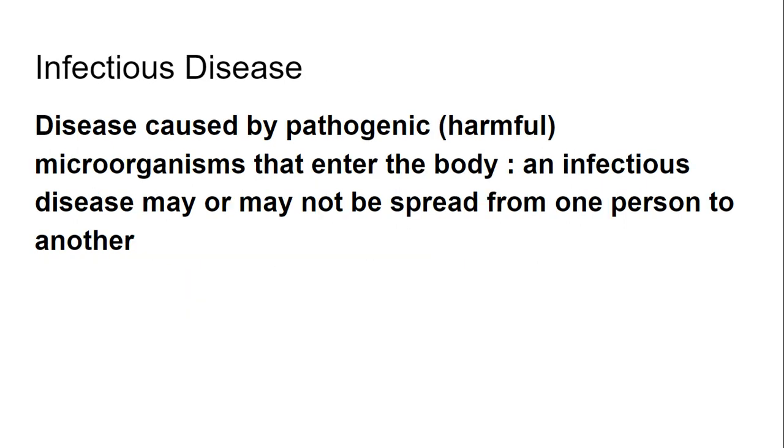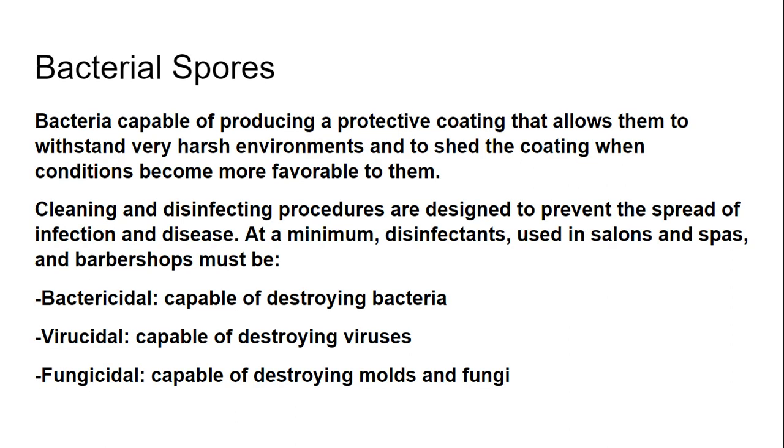Alrighty, and then we have infectious disease. So infectious disease is disease caused by pathogenic, which is harmful microorganisms. So remember, there's pathogenic and non-pathogenic, which pathogenic is harmful microorganisms and non-pathogenic is not harmful, okay? But pathogenic is harmful microorganisms that enter the body, and an infectious disease may or may not be spread from one person to another. Then we have bacterial spores. Bacterial spores are bacteria capable of producing a protective coating that allows them to withstand very harsh environments and to shed the coating when conditions become more favorable to them.